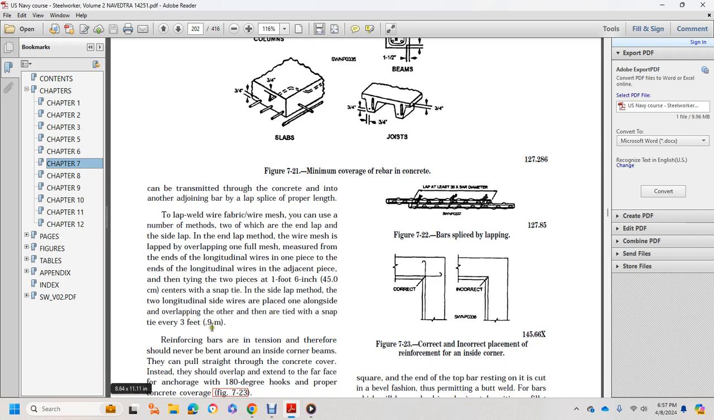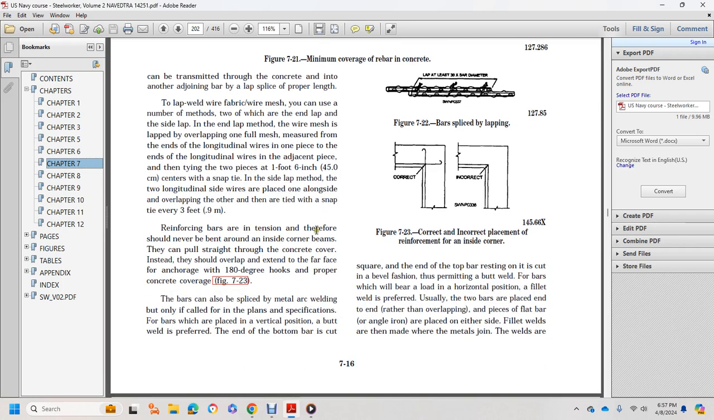They are tied and snap tied every 3 feet. Reinforcement bars are in tension, therefore they should never be bent around an inside corner of a beam. They are pulled straight through the concrete cover instead. The overlap should extend past the far face of the anchorage 180 degrees.